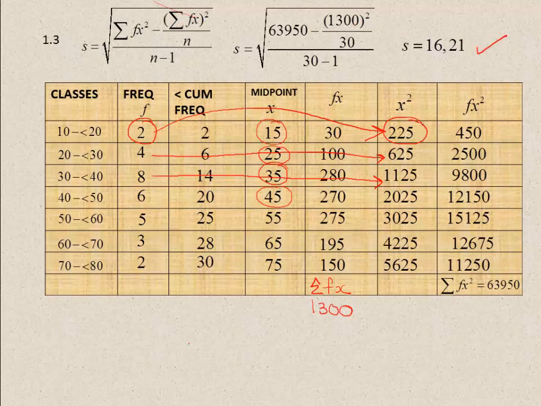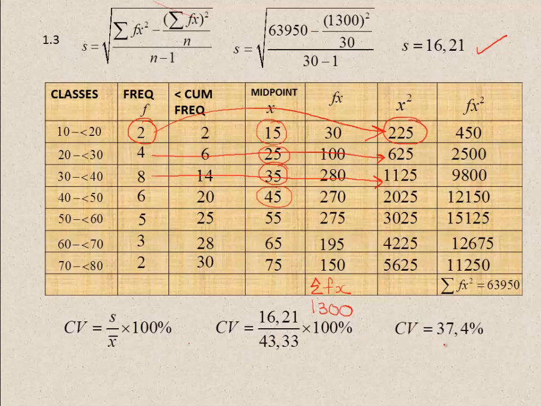I'm happy with that. And the last thing, CV. If I want CV, coefficient of variation, it's S over the mean multiplied by 100%, which is 16,21 over 43,33 multiplied by 100, and I get a coefficient of variation of 37,4%. I say critical value, but I'll come across that under probability.